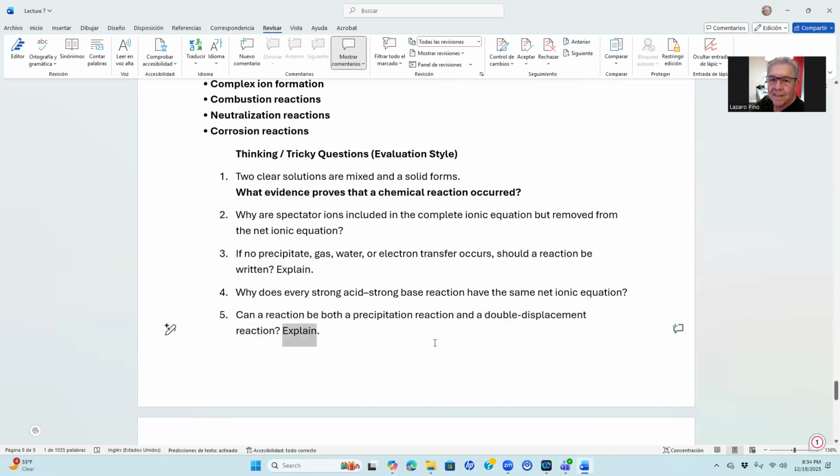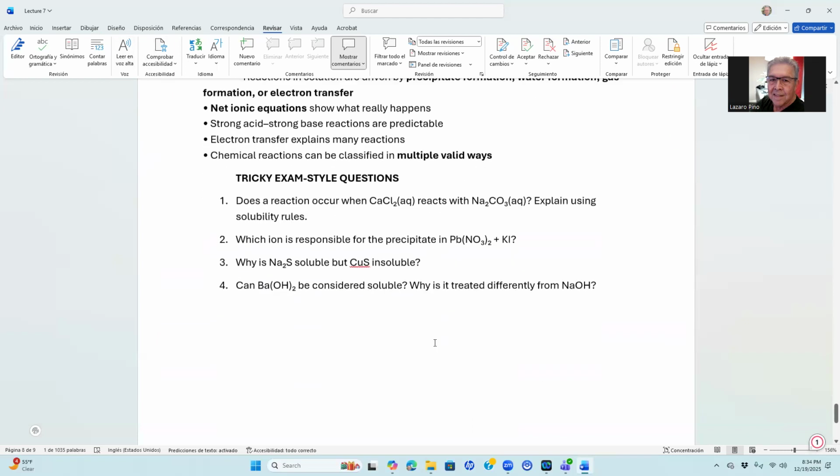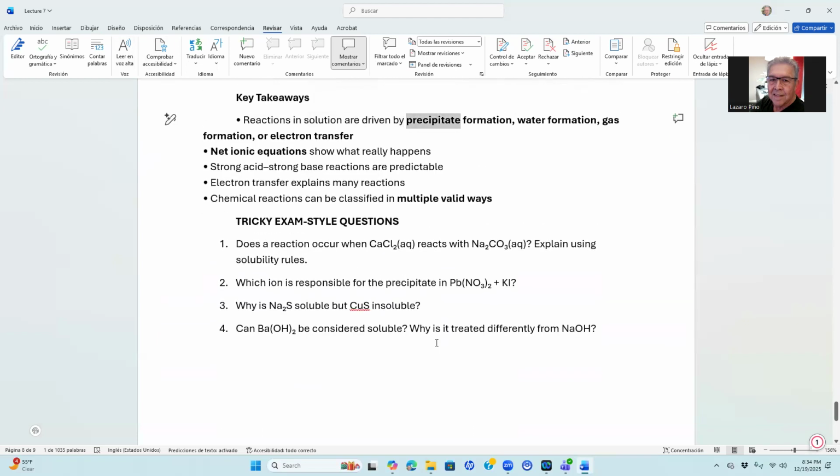Explain. Key takeaways: reactions in solution are driven by precipitate formation, water formation, gas formation, or electron transfer. Net ionic equations show what really happens. Strong acid, strong base reactions are predictable. Electron transfer explains many reactions. Chemical reactions can be classified in multiple valid ways.